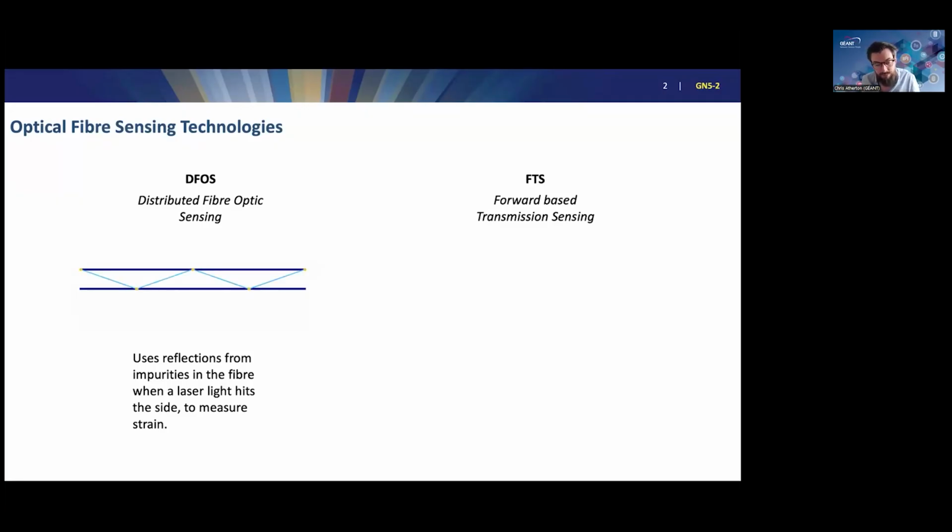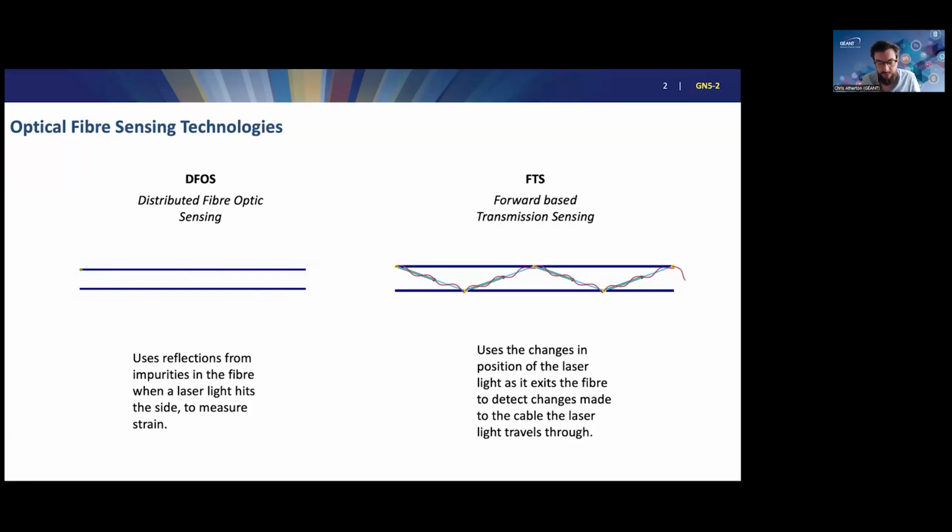The other approach is forward-based transmission sensing, and this is things like state of polarization and some of the interferometry approaches that exist. This is where, at the other end of the cable from where the laser is injected, mostly, you're able to observe changes in the position of the laser as it exits the fiber.